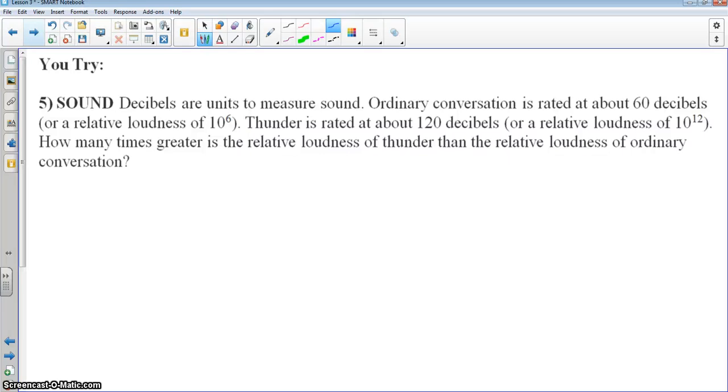Basically, this is talking about sound and how it's measured. We have ordinary conversation, just when you're talking, is about 60 decibels or a 10 to the 6th loudness. That's how they measure it. Thunder is 120 decibels, or look, 10 to the 12th. So I know there's a lot of numbers in here, but we've been working with exponents. It's just saying that this 60 is the same thing as this 10 to the 6th. So let's use this one here for conversations, and 120 decibels, or 10 to the 12th. So those are our two exponents. Just where you're working with exponents, we're going to use those.